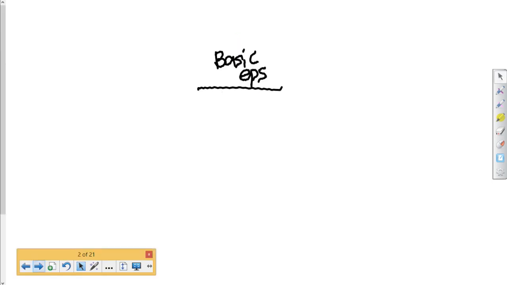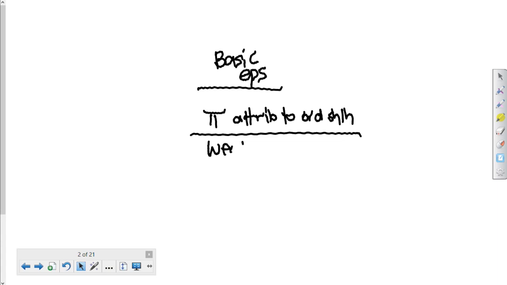All right, so basic earnings per share. There's a formula which is profit attributable to ordinary shareholders divided by weighted average number of shares. Okay. So, we need to do some calcs sometimes to get the top number. We need to do some calcs to get to the bottom number. I'm going to start with this top number first.